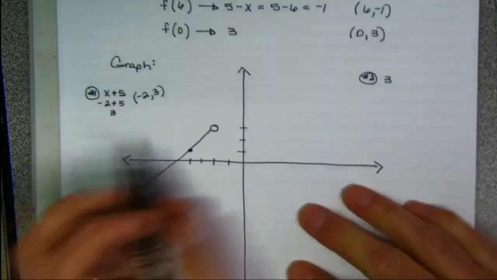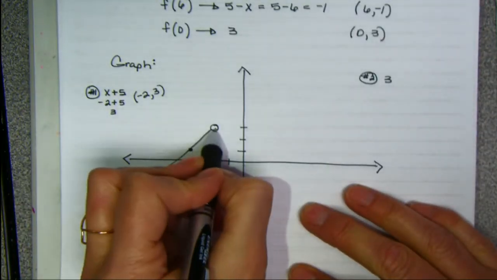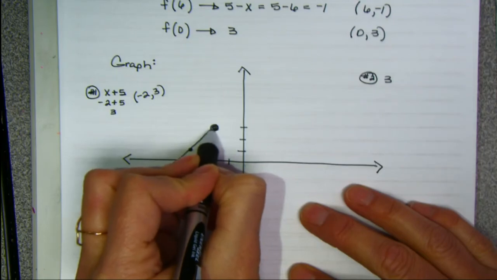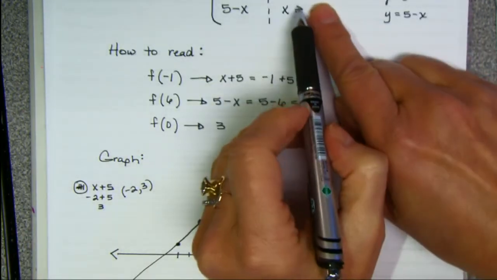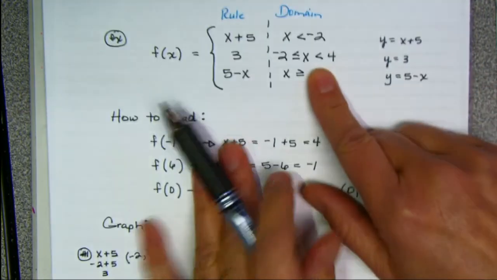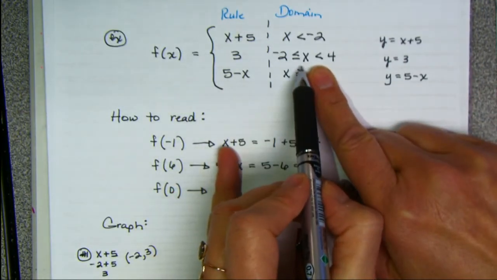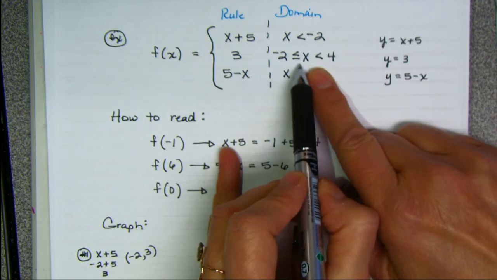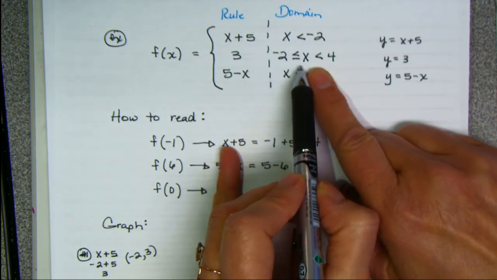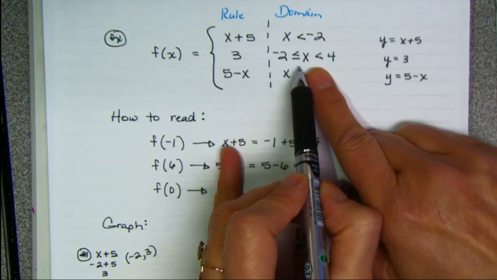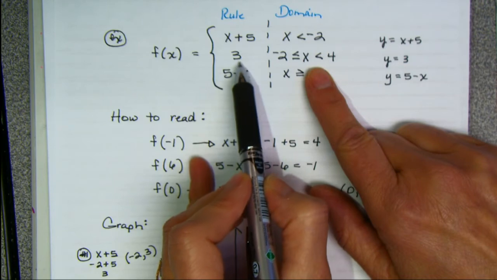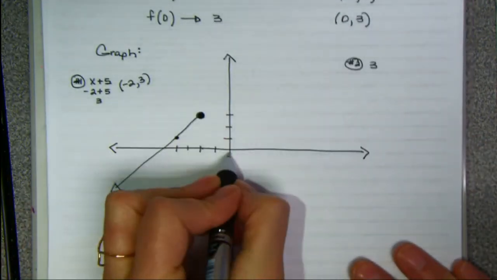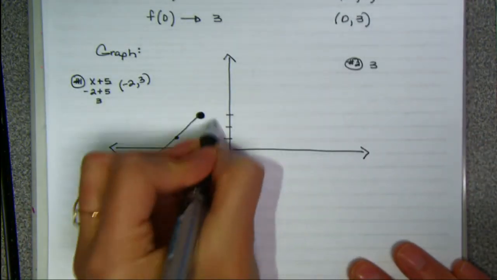So I'm going to go -2, 3, but now this one is included because this function says it's equal to that. What happens if I choose another number in between these two? Say I said -1. If the input is -1, what is your output? 3. So I would go -1, 3.